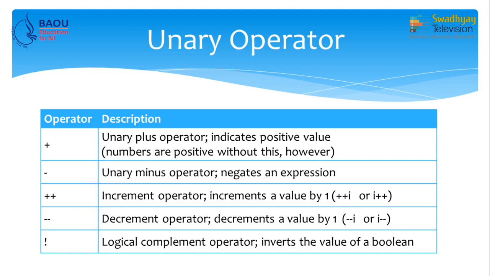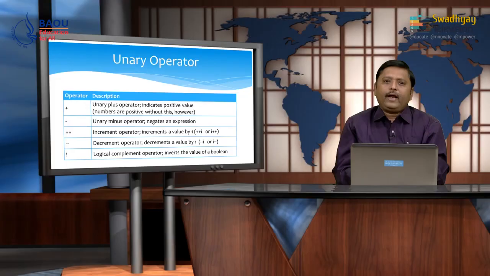Similarly, we have the not operator. It is also known as the logical complement operator, and it inverts the value of a boolean. For example, if I write not (A greater than B), suppose A is greater than B, then it returns true, so not will convert it into false, and if A is not greater than B, then it returns false, so not will convert it into true. So, this is used to negate a logical expression.